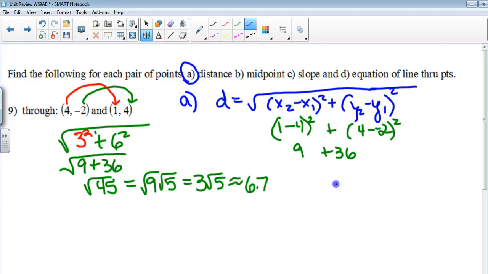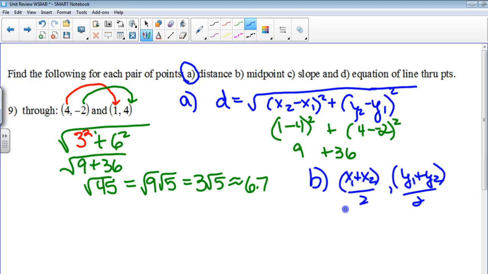All right, what about midpoint? What do you remember for midpoint? One word. Average. Average the x's, average the y's. So if I had to write the formula down, I'd write something like this. It's all an ordered pair answer. Add the x's, add the y's, divide by 2.